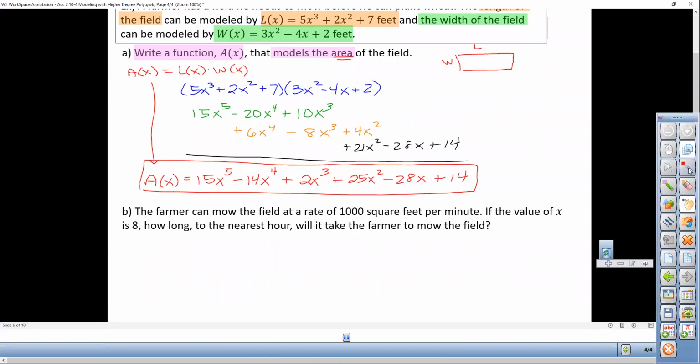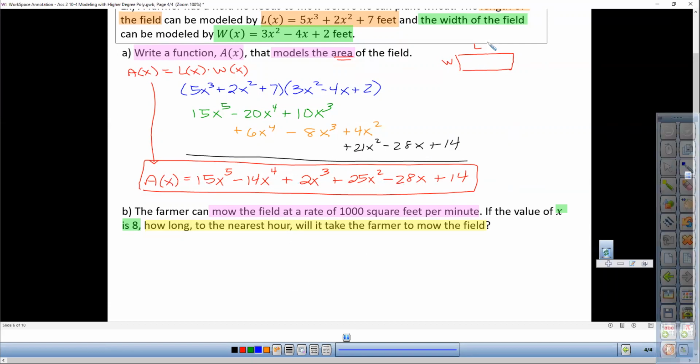All right, so now it says the farmer can mow the field at a rate of 1,000 square feet per minute if the value of x is 8. So here they're nicely just telling us x is 8. How long, to the nearest hour, will it take the farmer to mow the field? So what we have to realize is, if my function in red is area, and length and width were both in feet, then this was feet times feet. So this is my square feet answer.